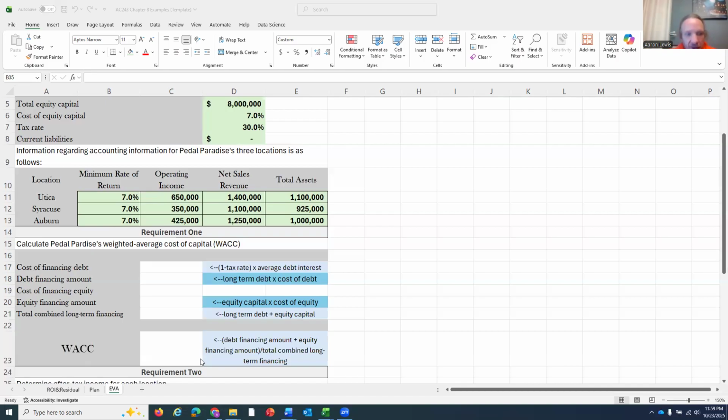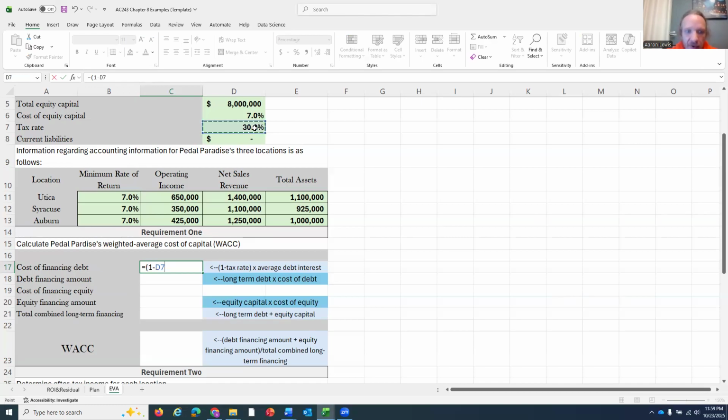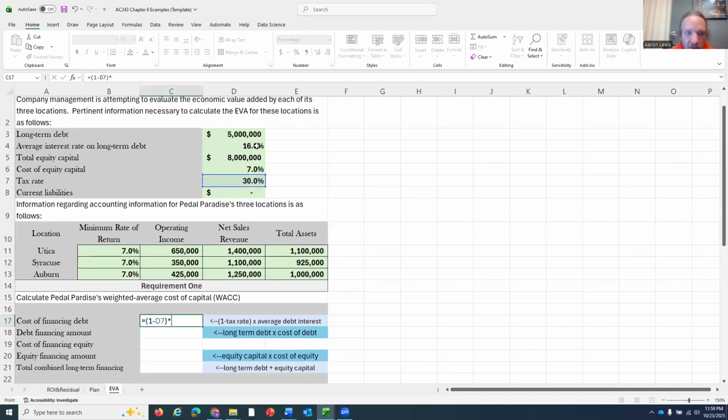So let's figure out what our cost of financing debt is. And to do that, we have the formula right here. It's 1 minus tax rate times our average debt interest rate. So here, what I'm going to do is say this is equal to, in parentheses, 1 minus our tax rate of 30%, or 70% if you will, and multiply that by our average interest rate of 16%. 11.20% is what we come up with.